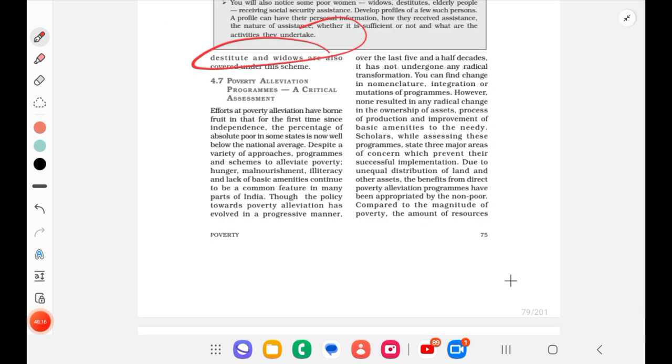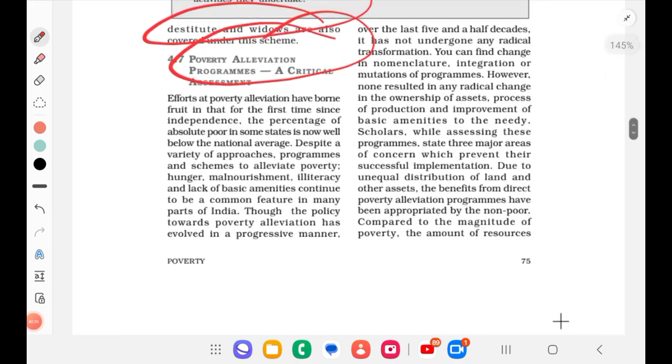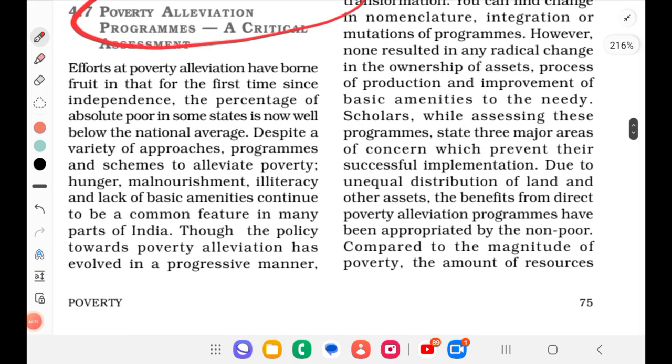Poverty alleviation programs: a critical assessment. Efforts at poverty alleviation have borne fruit in that for the first time since independence, the percentage of absolute poor in some states is now well below the national average. Despite a variety of approaches, programs, and schemes to alleviate poverty, hunger, malnutrition, malnourishment, illiteracy, and lack of basic amenities continue to be common features in many parts of India.